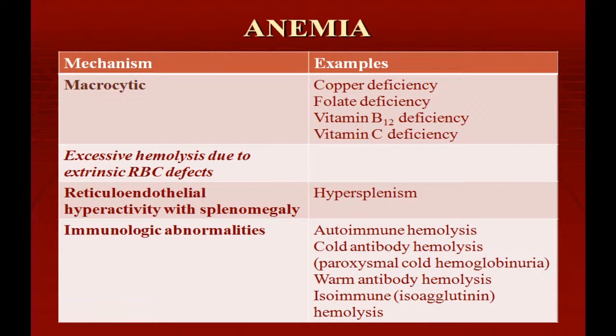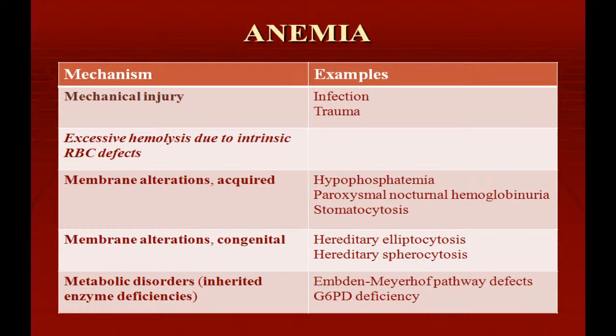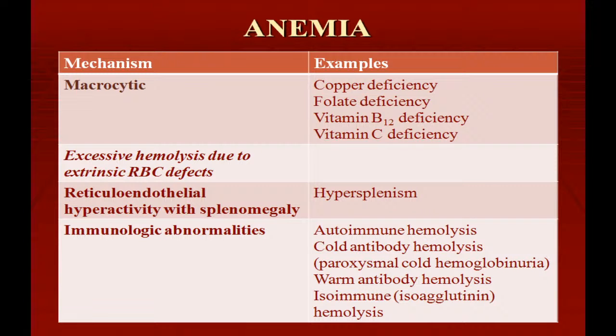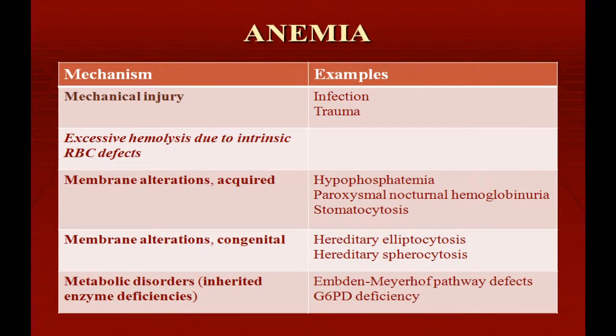Another mechanism of anemia is excessive hemolysis due to different extrinsic defects. We may see it in hypersplenism, when the function of the spleen is increased. We may see it in different immunologic abnormalities like autoimmune hemolysis, in cases of cold antibody hemolysis or warm antibody hemolysis, or sometimes the more rare immune hemolysis. We'll discuss it later for your better understanding of what it is. Also, excessive hemolysis can take place due to mechanical injury, in traumas, or in some infections.